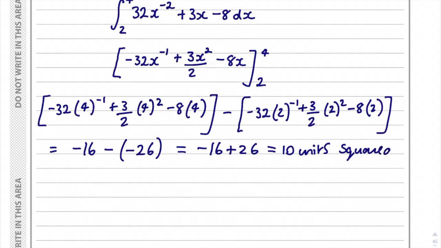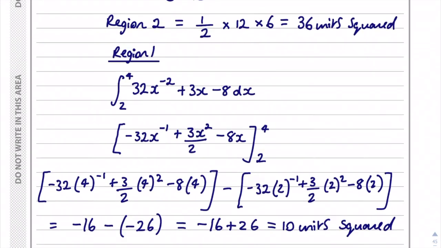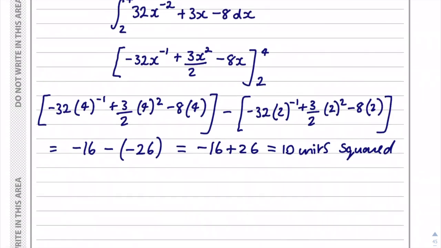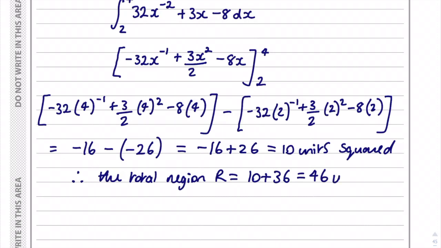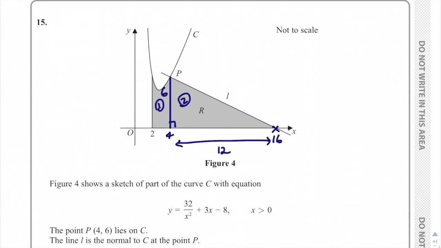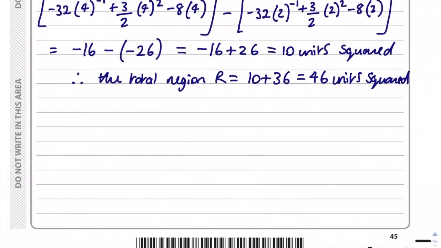So region 2 was 36 units squared, region 1 is 10 units squared. Therefore the total region R equals 10 plus 36, which equals 46 units squared. And that is what we had to show. So that is the final question, question 15.